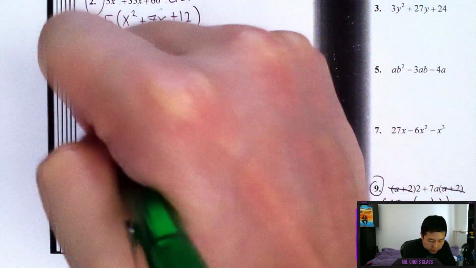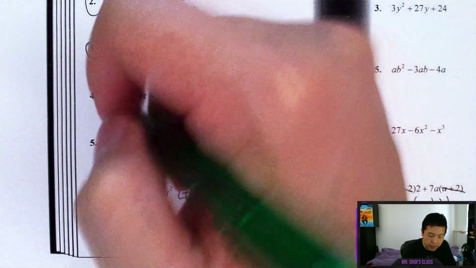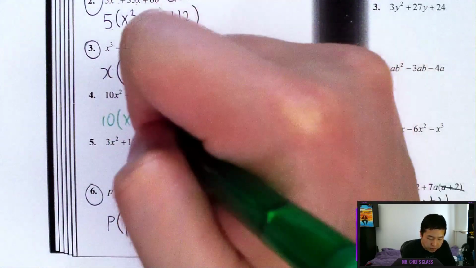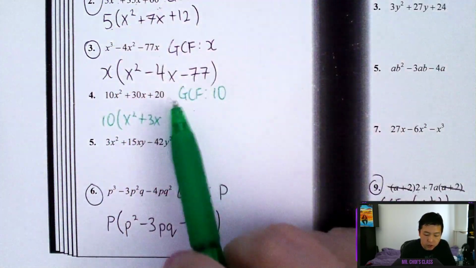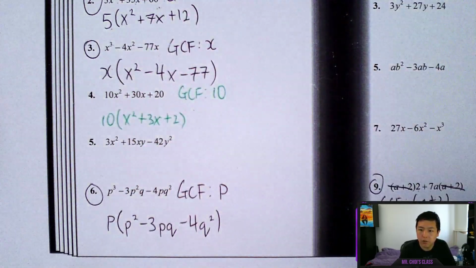So we take out 10, bracket, and we divide each one by 10. 10 divided by 10 is 1, so just x squared. 30 divided by 10 is 3. And 20 divided by 10 is 2. And there's our final answer there.